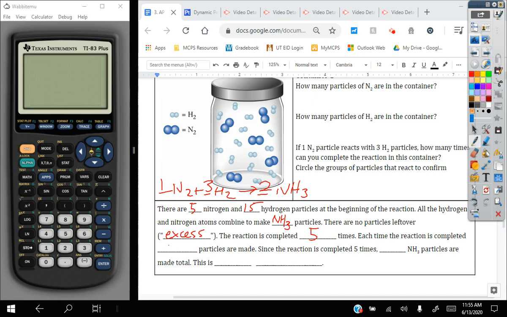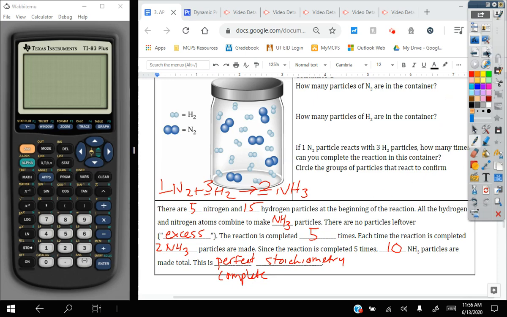So each time the reaction is completed, 2 particles of NH3 are made. So I should say 2 NH3 particles are made. Since the reaction has been completed 5 times, 2 times 5 is 10. We have 10 NH3 particles that are made total. This is considered the term perfect stoichiometry, or you can say complete stoichiometry, where the ratios are perfect so that there are no excess reactants after the duration of the reaction.